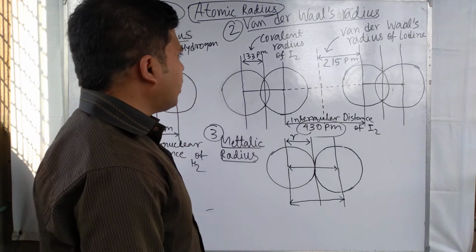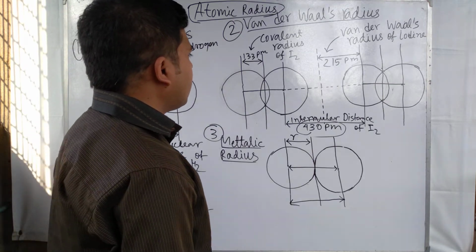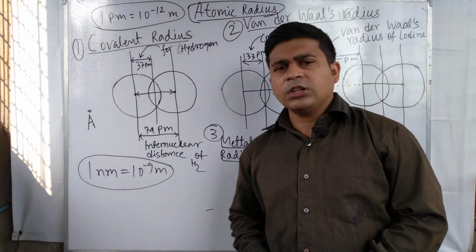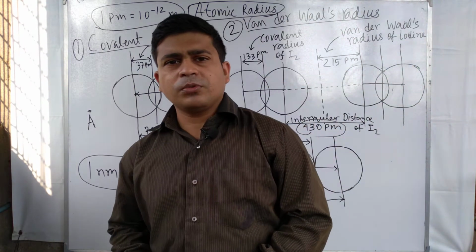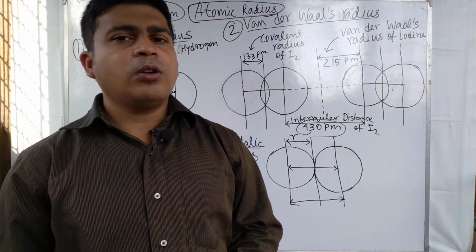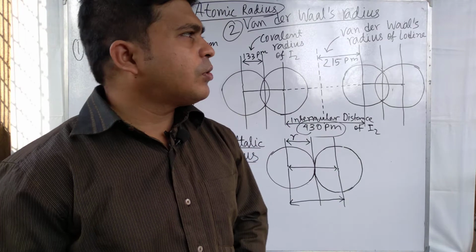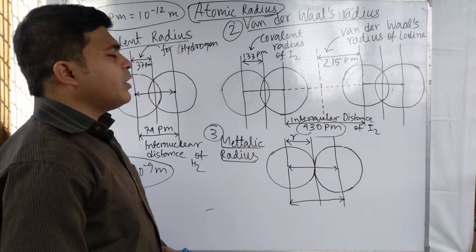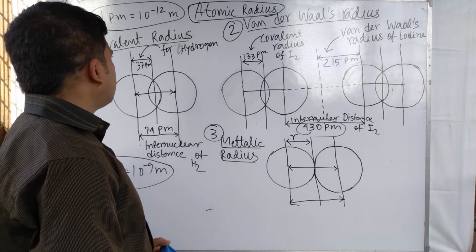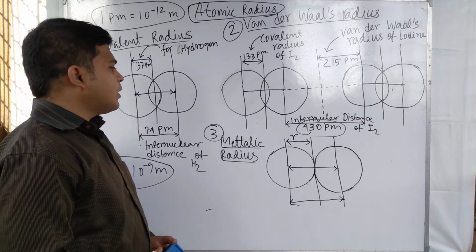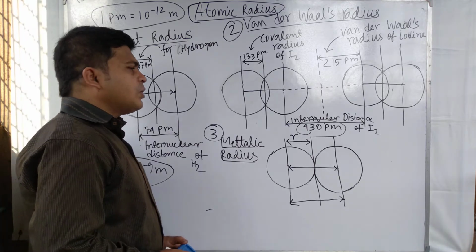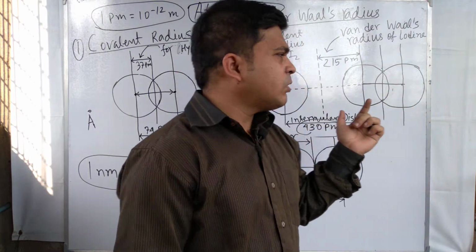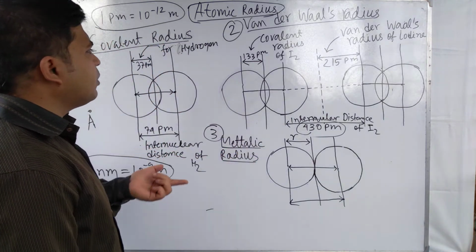So in this way we can consider atomic radius, because we cannot measure atomic radius directly. Because of some difficulties, atomic radius cannot be measured directly, so it is possible only to study or measure atomic radius in other terms. These are the terms like covalent radius, van der Waals radius, and metallic radius. So I think you understand how atomic radius is divided into these three types.